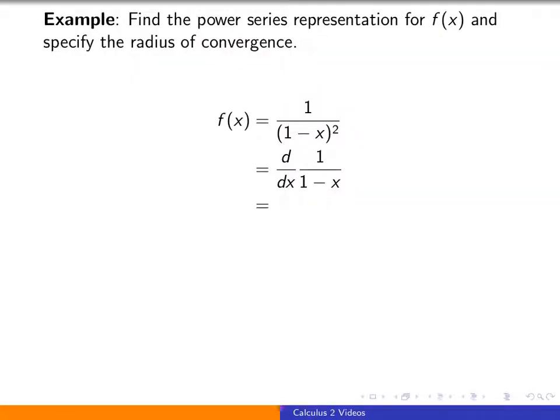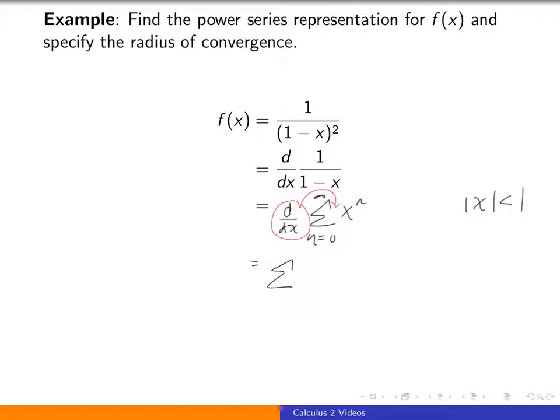We wanted to find a power series representation of the function 1 over 1 minus x squared. We observed that 1 over 1 minus x squared is the derivative of 1 over 1 minus x, and we have a power series representation of 1 over 1 minus x. That would be the sum from n equals 0 to infinity of x to the n, and it converges whenever the absolute value of x is less than 1. If we would like to differentiate a power series, we simply take the derivative and we move it inside the power series.